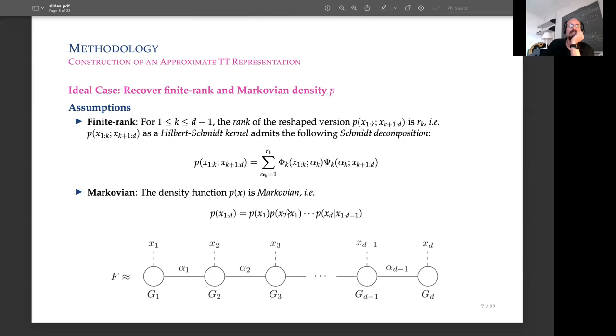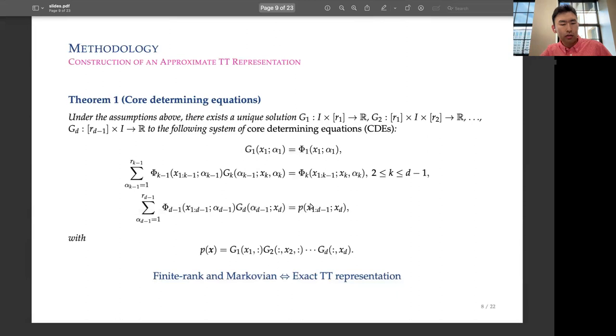Okay. Yeah, thank you. The following theorem answers the question of whether these two assumptions are sufficient for being a tensor train representation.